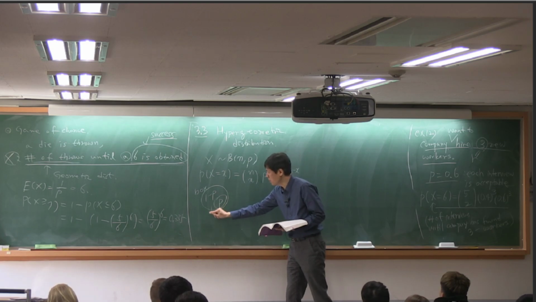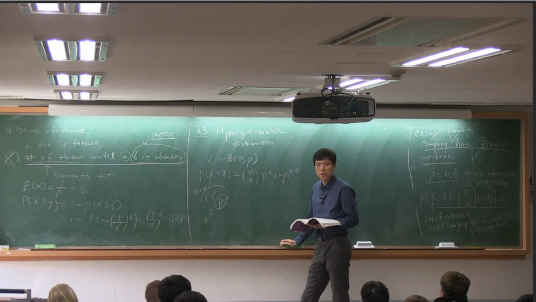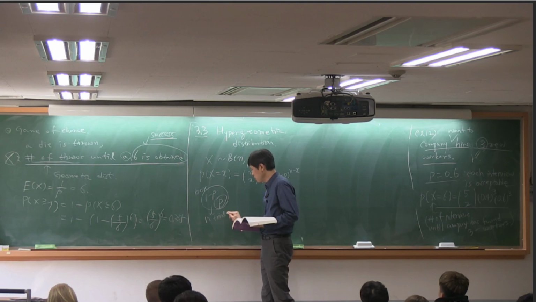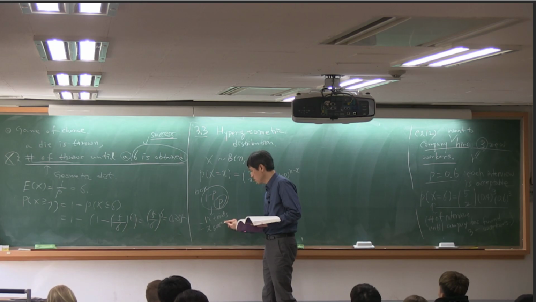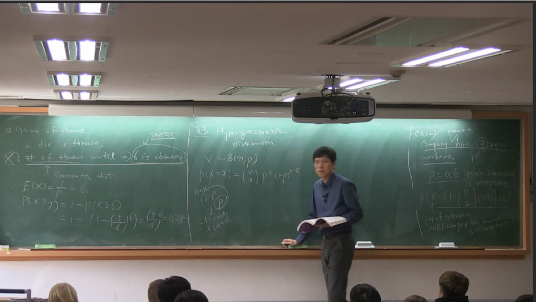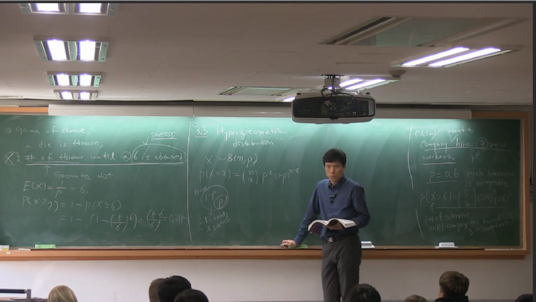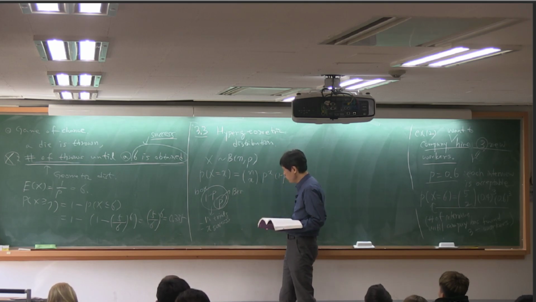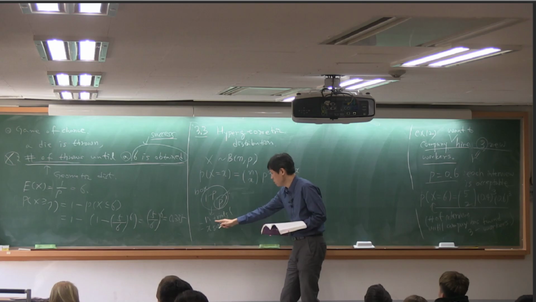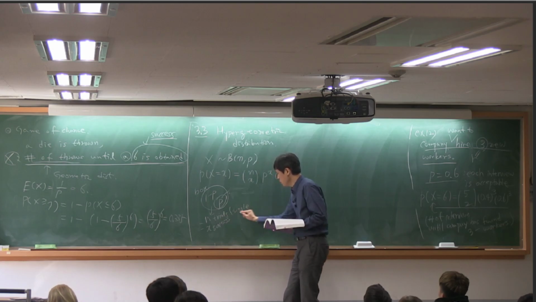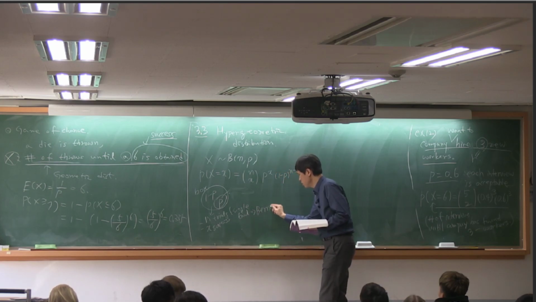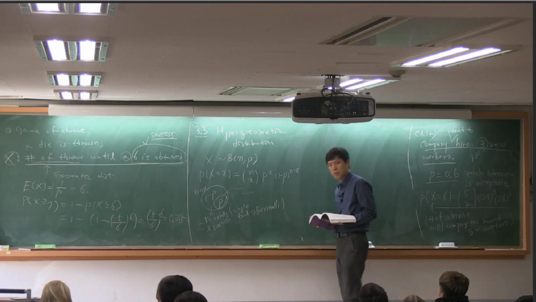So you have n trials, and x successes. This is a binomial distribution. Also, p is the Bernoulli probability. When you have a single trial, a single trial is a Bernoulli trial.